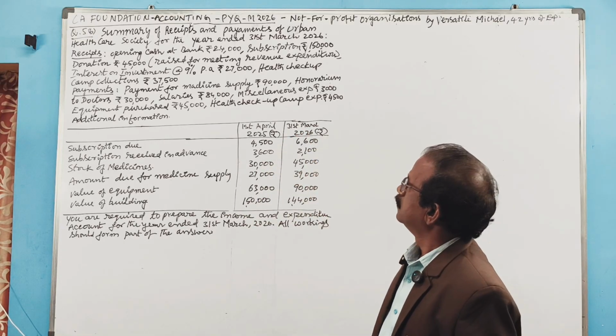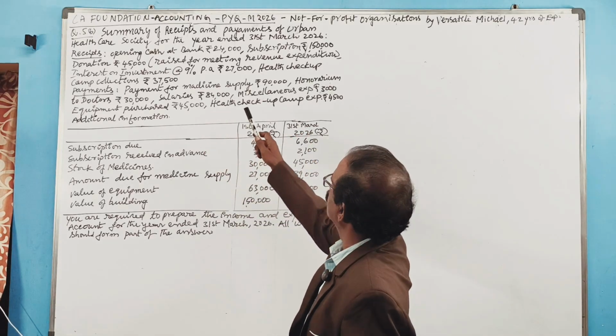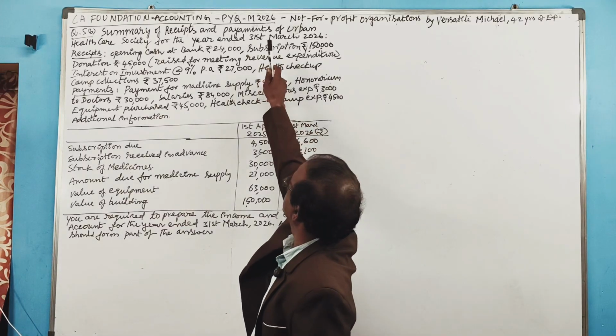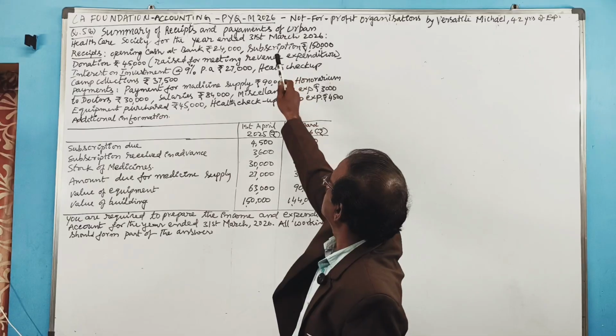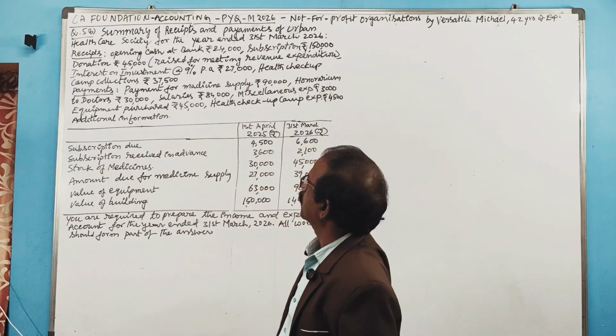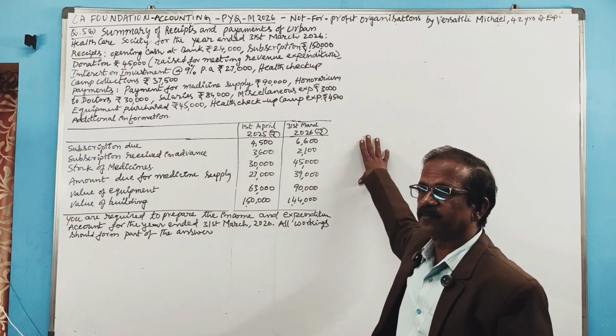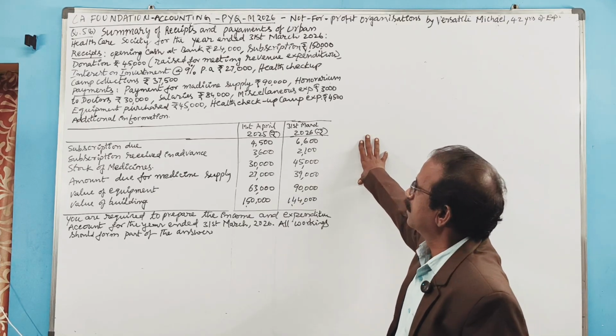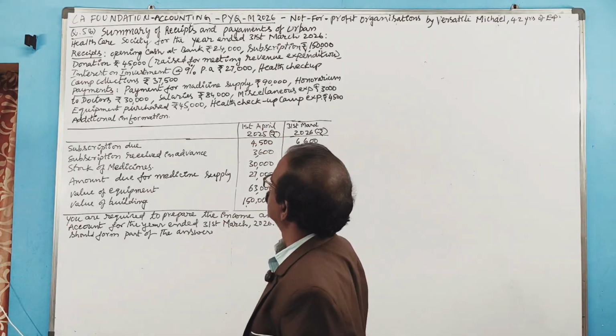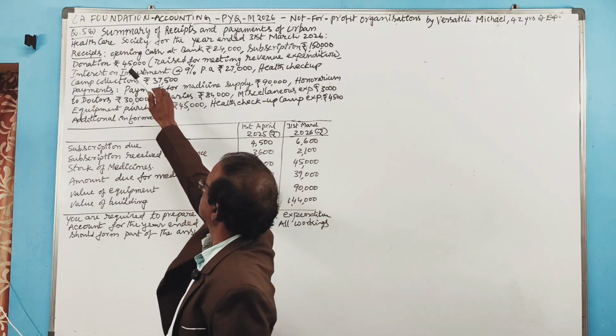In this video, I'm going to teach you about PYQ, past year question, May 2026, CA Foundation Accounting. This is the problem from not-for-profit organizations. Question number 5B. Let us start the question.